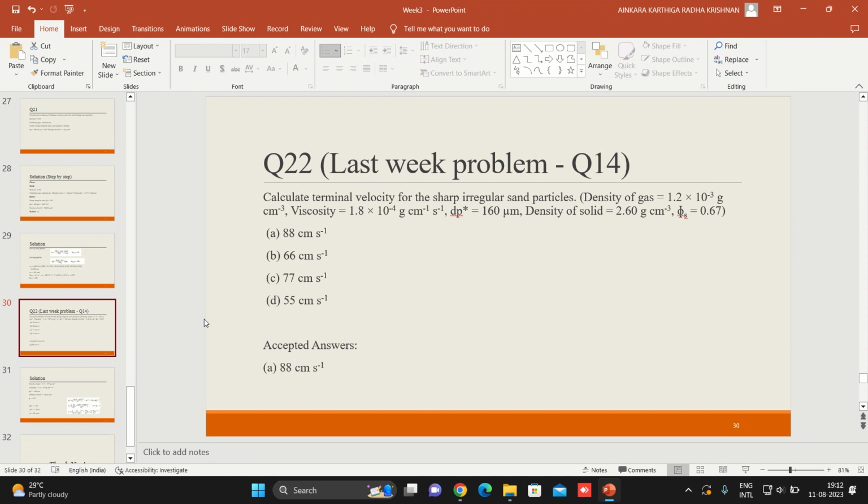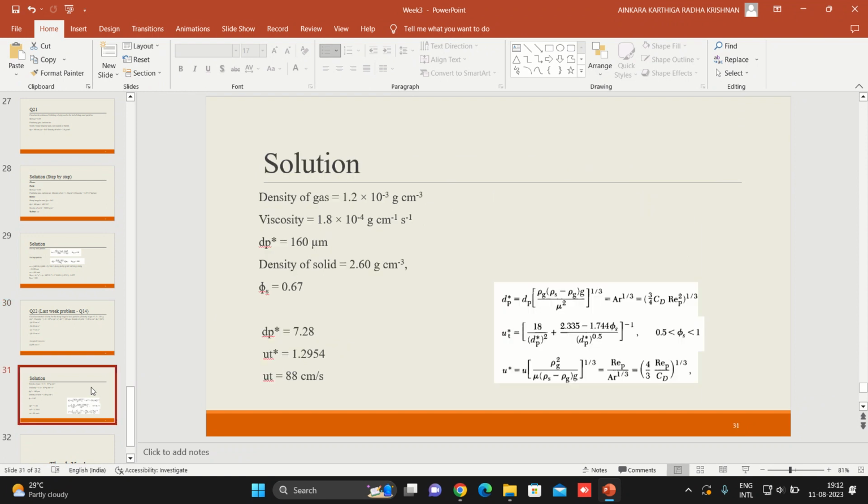So what would be the answer? Option A, it is 88 centimeter per second. Option B, it is 66 centimeter per second. Option C, it is 77 centimeter per second. And option D, it is 55 centimeter per second.